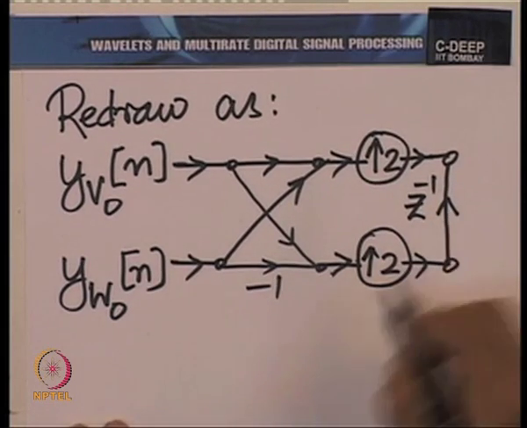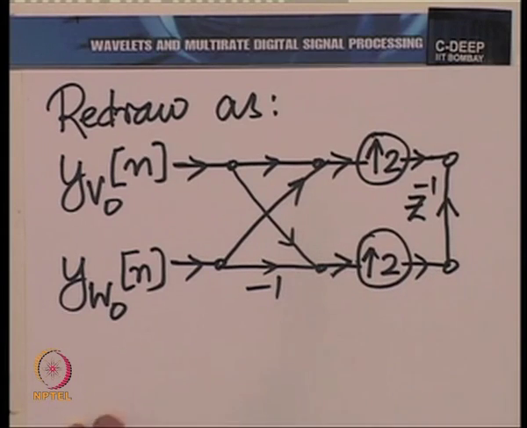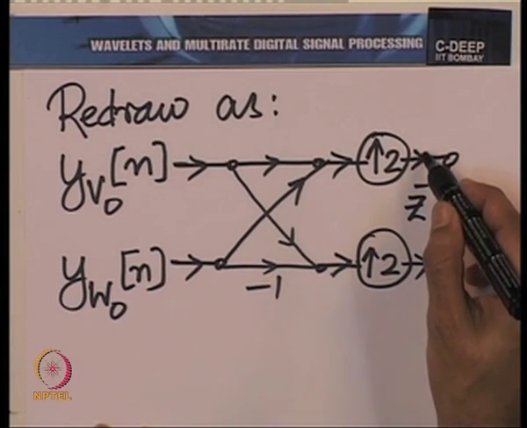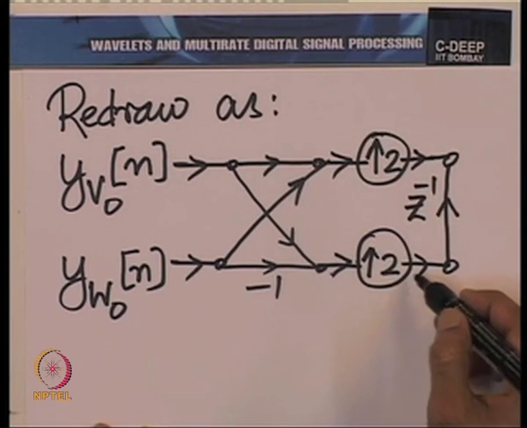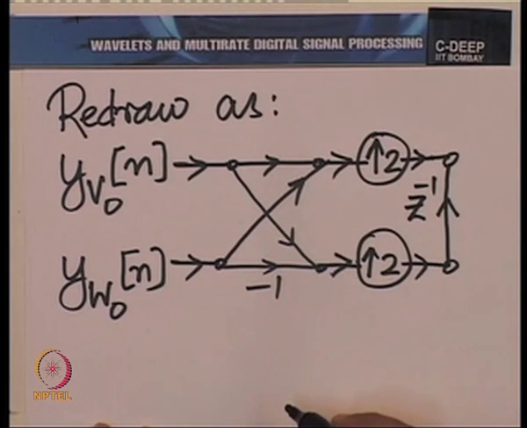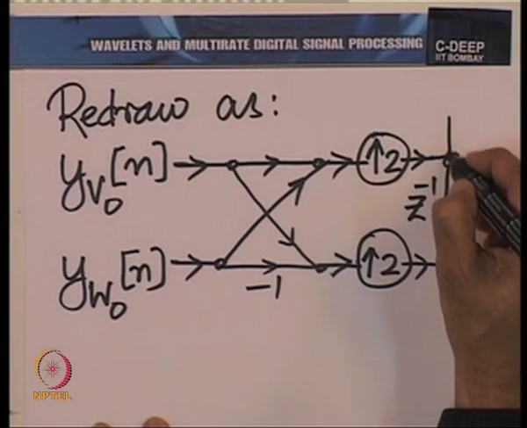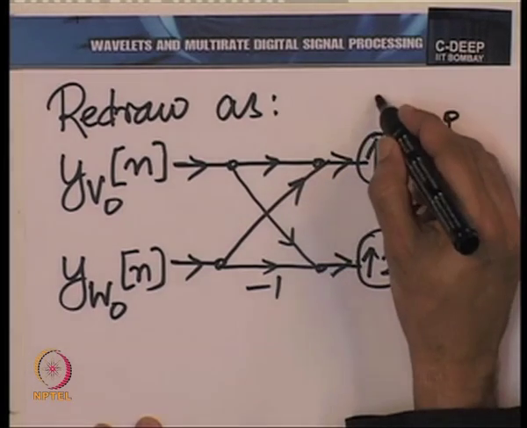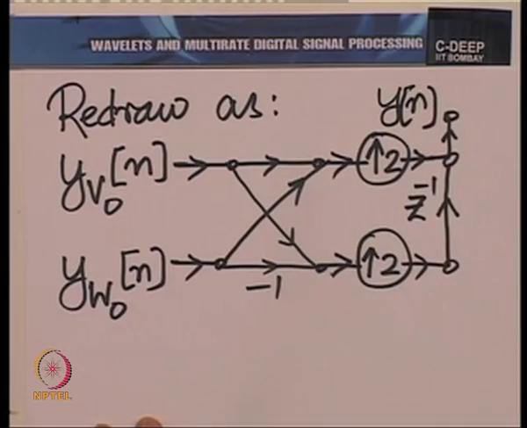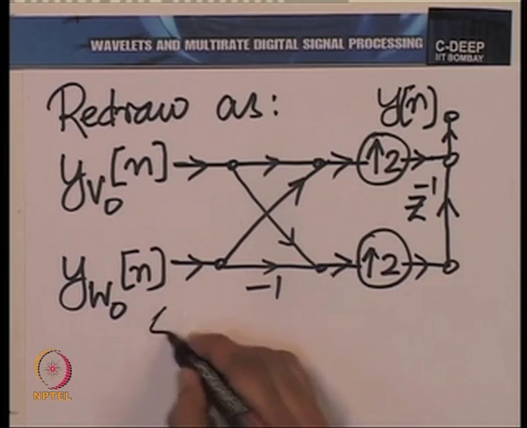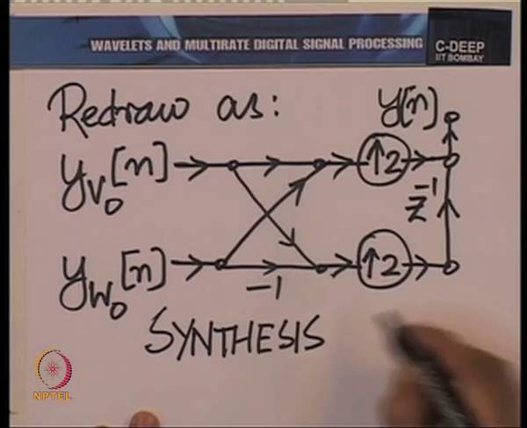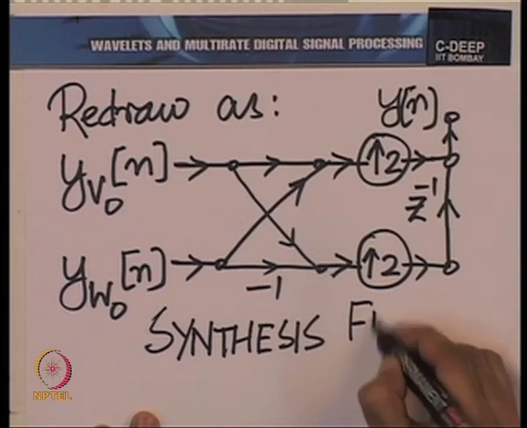What does this z to the power minus 1 do? It shifts this by one step forward. So, if you notice, at the 2nth point, it is this which will come, and this would come not at the 2nth point, but at the next point, the 2n plus 1th point. And then you would have this together giving you the sequence that you desire, the sequence corresponding to y, which is yn. So, this is the synthesis process or the synthesis filter bank.